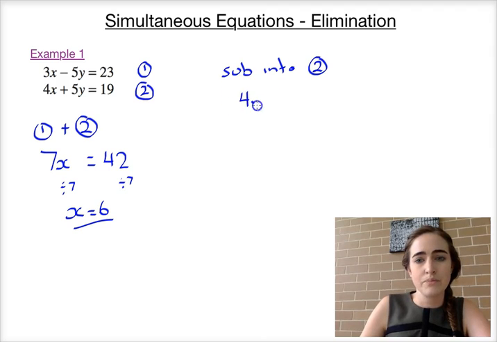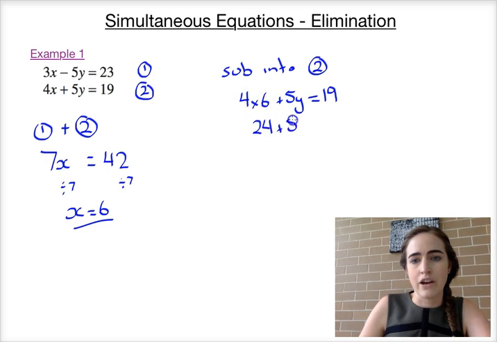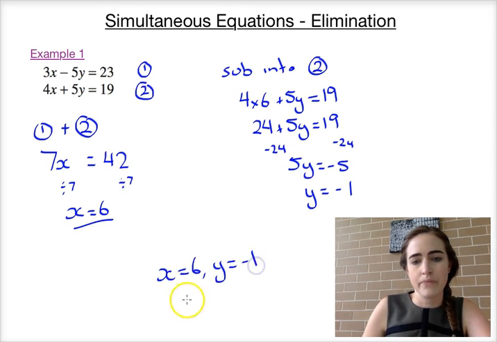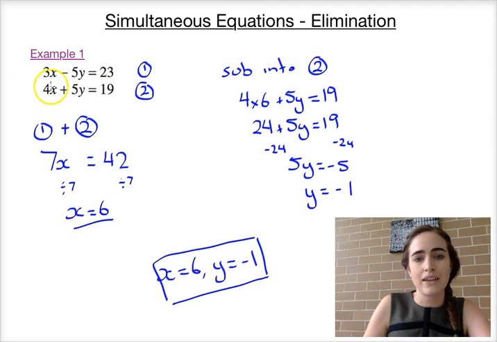So we're going to have 4x, but x is 6, so it's going to be 4 times 6 plus 5y is equal to 19. So 4 times 6 is 24, plus 5y is equal to 19. We'll subtract 24 from both sides and end up with 5y is equal to minus 5. Then divide both sides by 5, and we end up with y is equal to minus 1. So our solution is x equals 6, y equals minus 1. It's always a really good idea to double check your answers by substituting back into the equation.